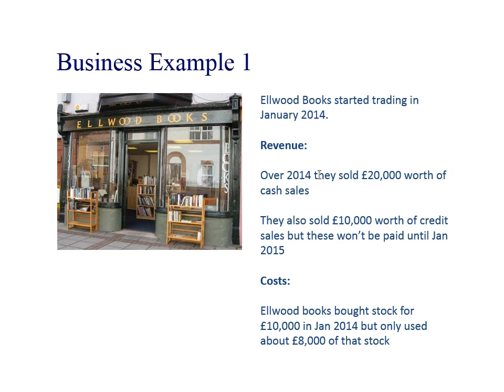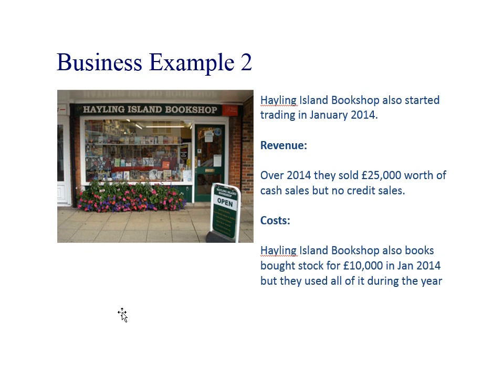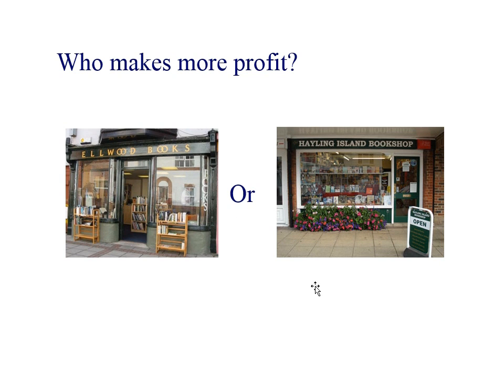So we've got Elwood Books earn £20,000 of revenue in cash sales and also sell £10,000 worth of sales but on credit, so they're not going to get paid till next year. They bought stock for £10,000 but only used £8,000 of that stock. And then we have this business, Hailing Island Bookshop, and they sold £25,000 worth of cash sales, no credit sales, and they bought £10,000 worth of stock and used it all up during the year. And we could think about, well, which one actually makes more profit?